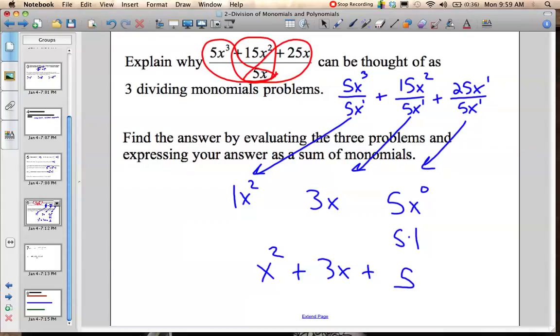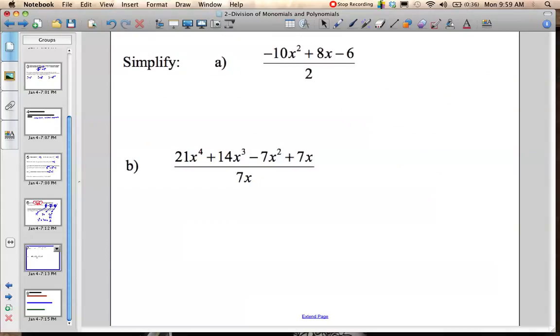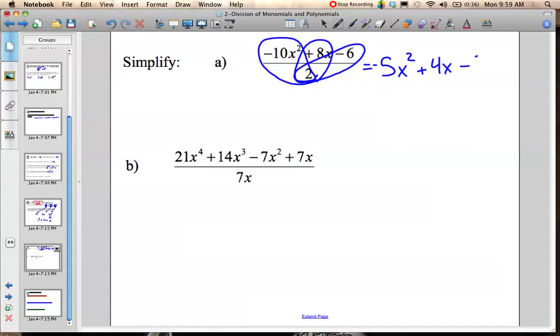Okay, so let's keep going a little bit. Can we simplify those two? Well, if I make that little cowboy hat there for a minute, I can do negative 10 divided by 2, which is negative 5. And I still have the x squared term there. I can do 8x divided by 2, which is a 4x. And negative 6 divided by 2, which is negative 3.